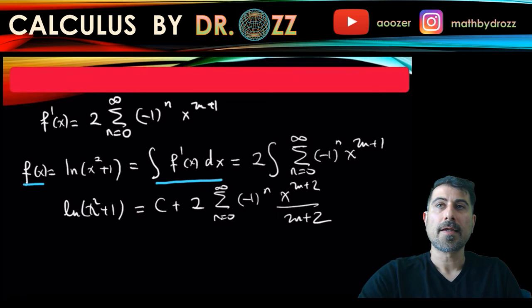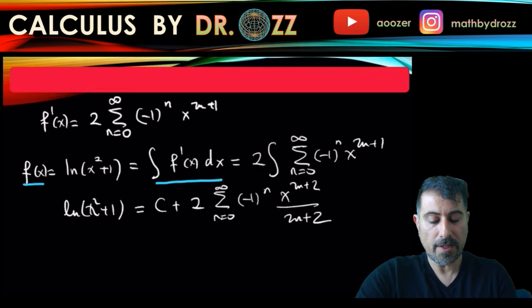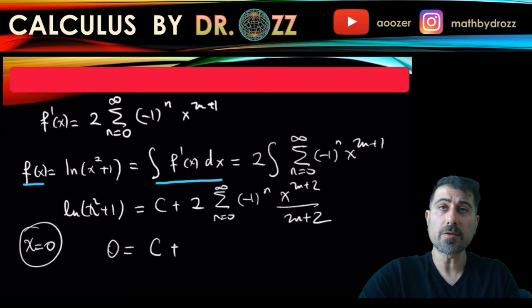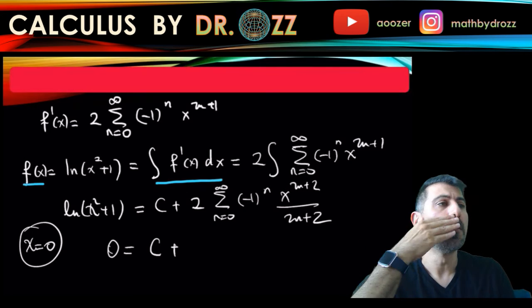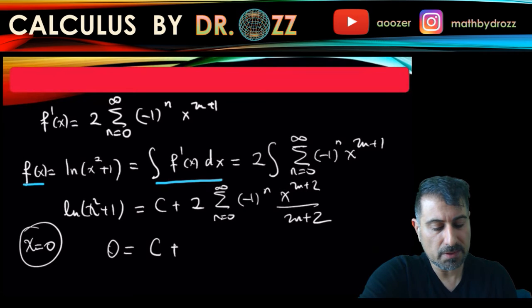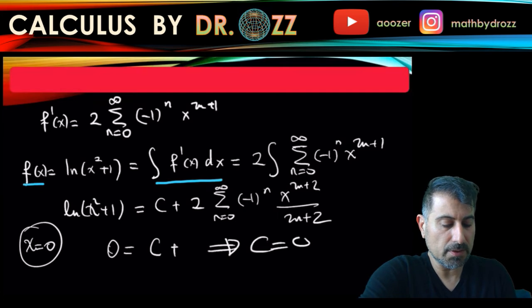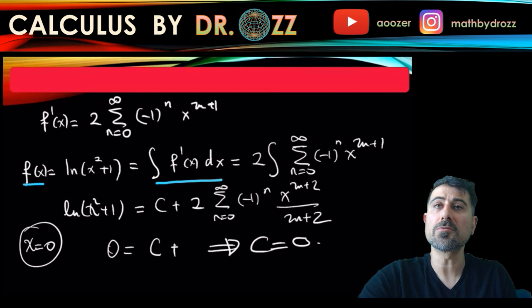And who is c here? Well, to find c, why don't you plug in x equals 0? If you plug in x equals 0, the left-hand side is ln 1, which is 0. And then this is still c, and n starts from 0 here. If you expand this out and plug in all the values here, you will see that x equals 0 takes you to c equals 0. Check back and convince yourself that you have the same representation here.